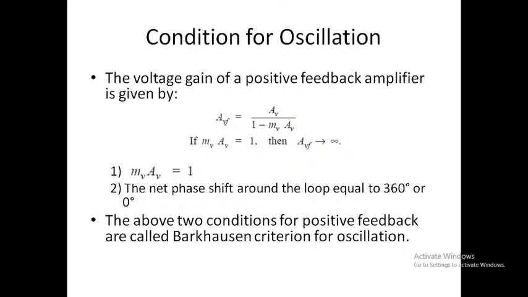So these two conditions for positive feedback are called the Barkhausen criteria for oscillation. This is the Barkhausen criterion for oscillations, these two conditions.